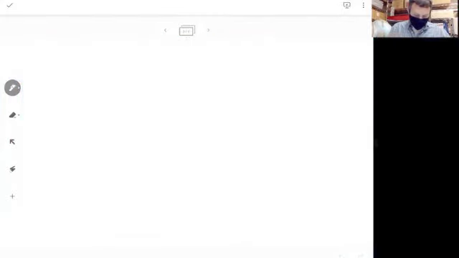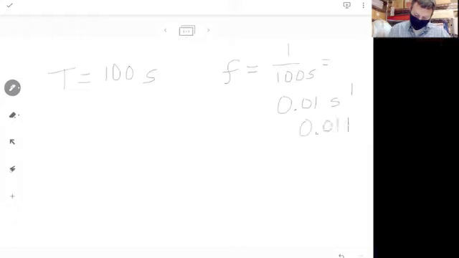So let me do another one. Let's say the period of something was 100 seconds. That means every 100 seconds it happens once. So the frequency is just going to be the inverse of that. When you do that, you get 0.01. Since it's inverse seconds, it's also the same as saying 0.01 hertz. So this means it happens less than one time per second, which is what we know if it only happens once every 100 seconds. These are connected.